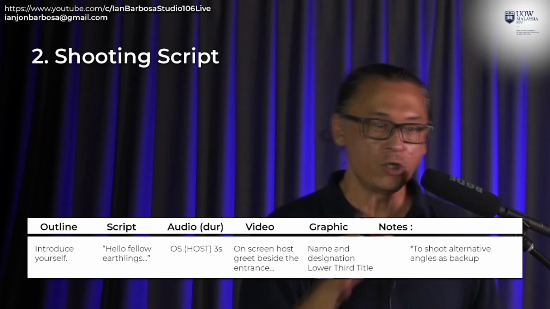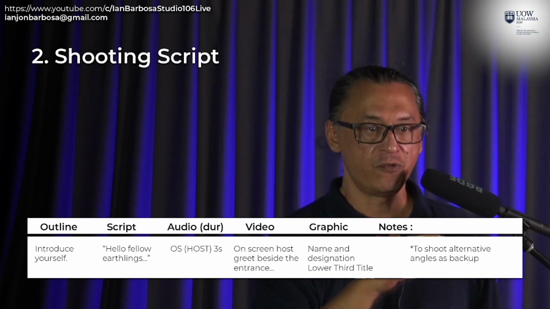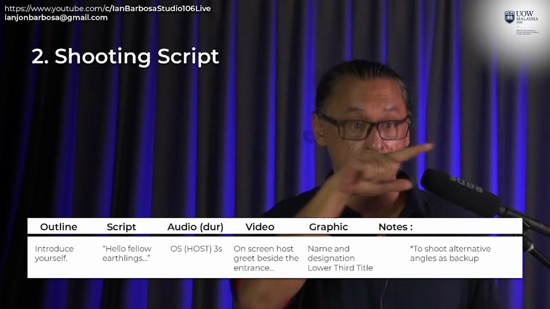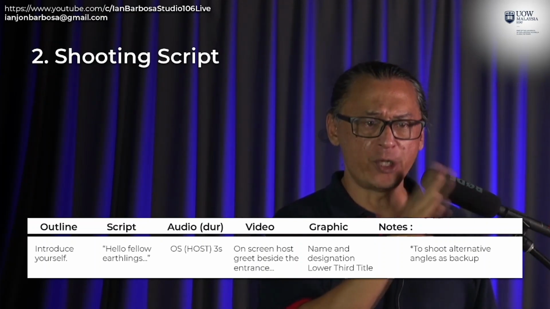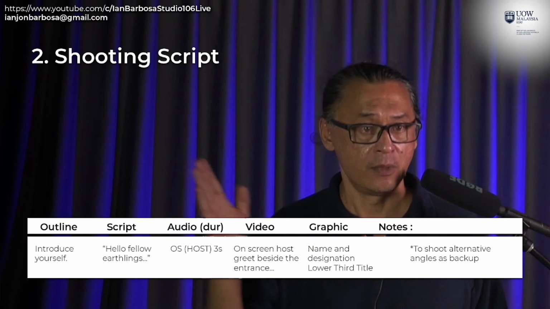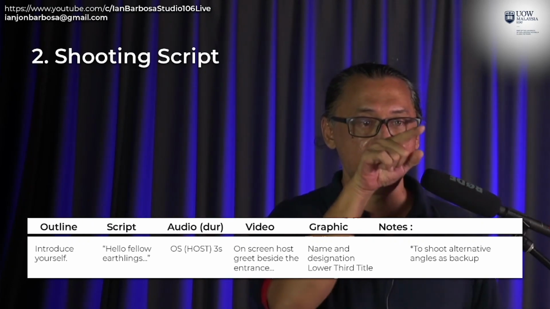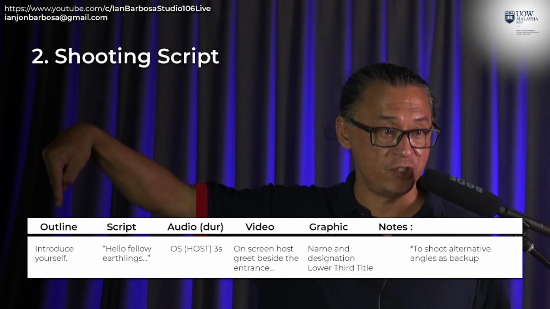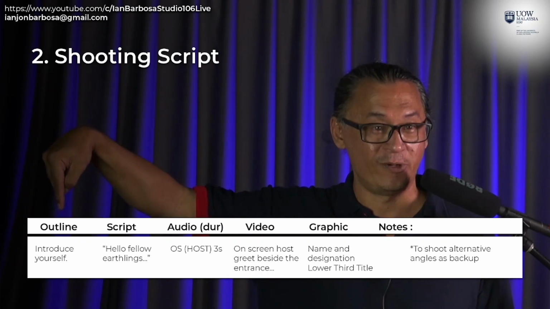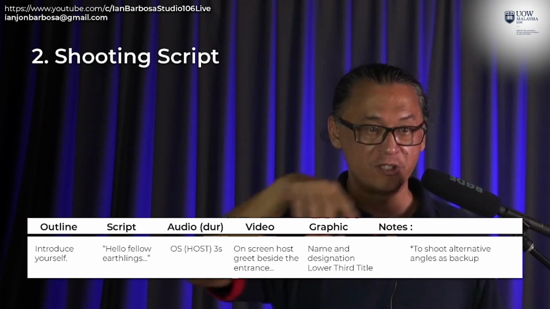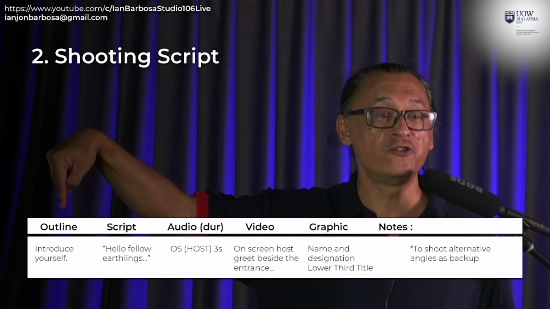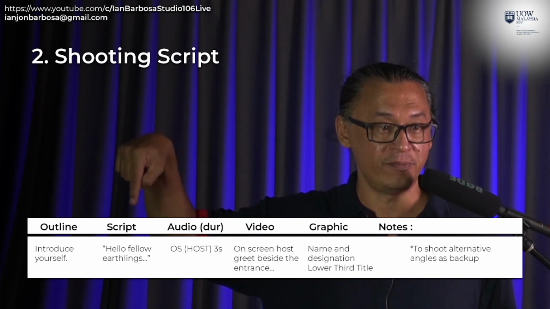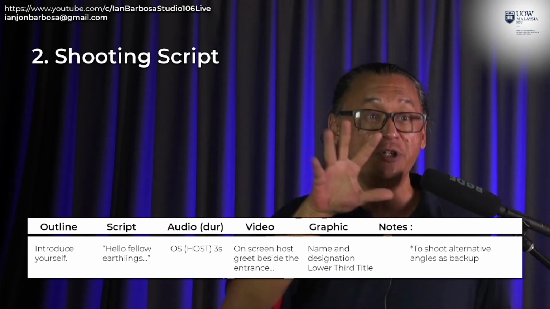Now, what you're going to do here is you are going to open up a Microsoft Word document and you are going to make a table. Okay, the table is going to have 6 columns, and each column will have this heading. All right, the first one, which is over here, that is your outline. All right, that is your story. That is the step of the story. So step 1 of the story is introduce yourself. Put it there. All right. Next to it is the script, the written word.